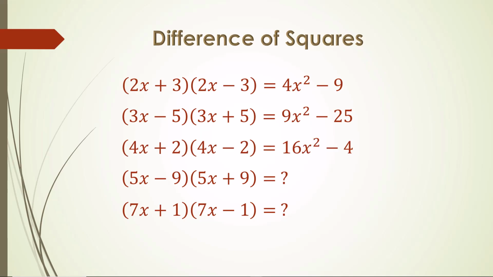Here we have 4x plus 2 times 4x minus 2. The result is the squares of the two values, subtracted, 16x squared minus 4. This next example shows the same result, the difference of the two squares of the binomials, 25x squared minus 81. The last one again follows the same pattern, 49x squared minus 1.